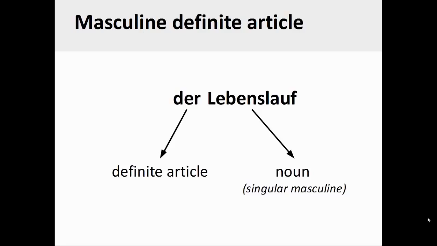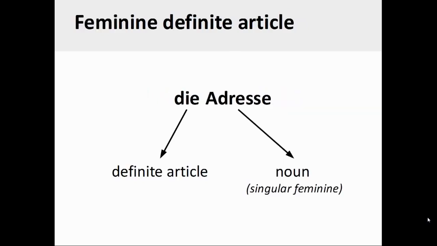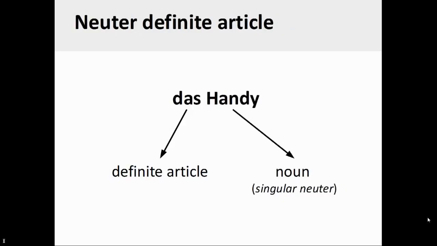Let's take a look at some examples. The German noun Lebenslauf, or resume, is a singular masculine noun. Therefore, its definite article will always be der. Adresse, however, is a singular feminine noun meaning address, and therefore its definite article must be die. The German noun Handy, or mobile phone, is a singular neuter noun. Therefore, its definite article is always das.